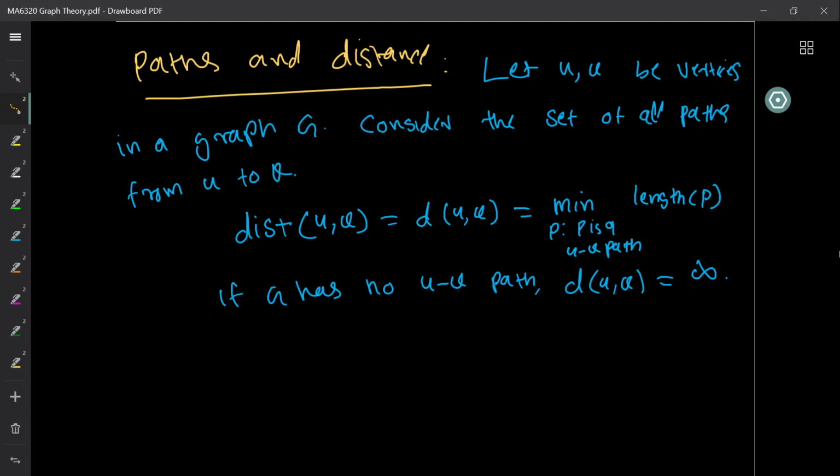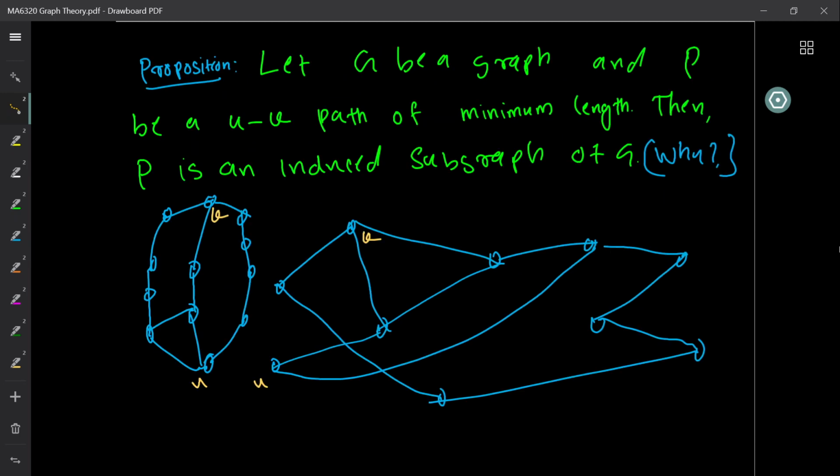Now, just to look at some example, if you look at this graph, the distance between 1 and 3 is 2, because you have several paths from 1 to 3. For example, 1, 2, 3 is a path. Then 1, 2, 4, 3 is a path. Then 1 to this vertex and so on is also a path. And among all these paths, the one with the smallest number of edges is 1 to 2 and 2 to 3. So the length of this path is 2, and therefore the distance between 1 and 3 is 2.